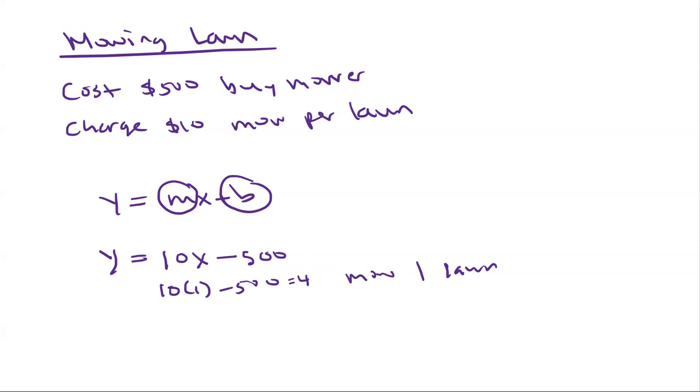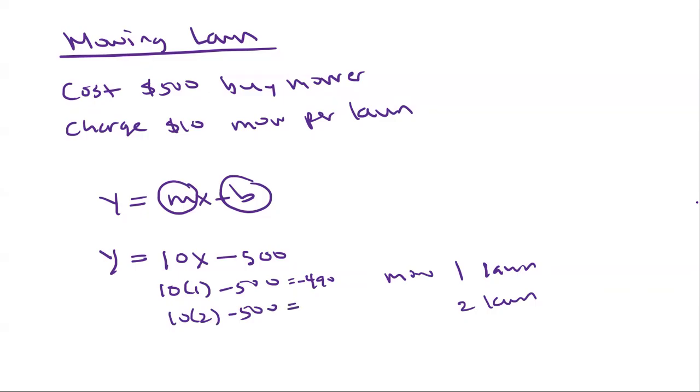Well, negative $490, right? Because I'm still down the hole. You with me? Okay? I'm still down the hole. If I mow two lawns total, I'll have 10 times 2 minus 500. So that'll give me what? Minus $480. Okay? So I can keep doing this, all right?